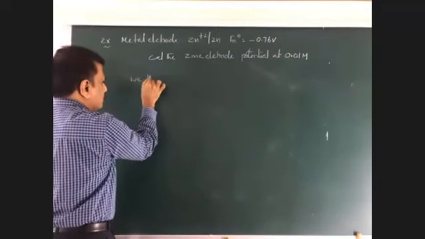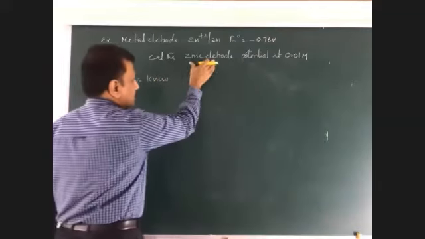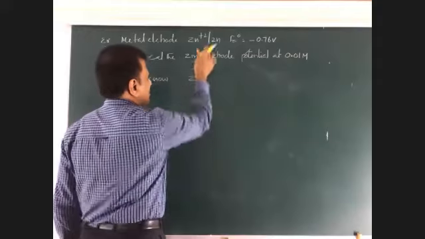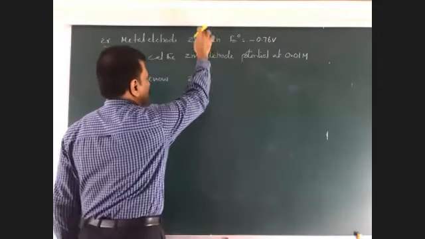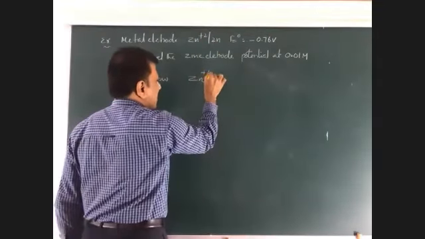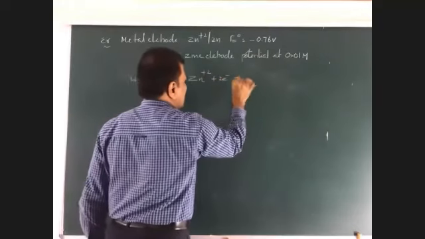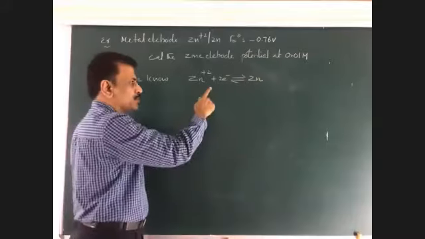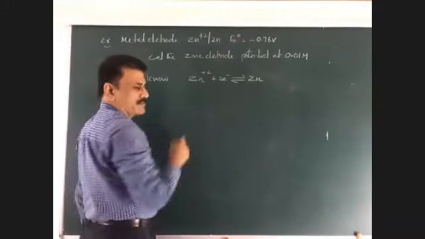We know the potentials means reduction potential. So we have to write this equation based on this. Reduction means plus 2 to 0. So zinc plus 2 plus 2 electrons in a reversible way gives zinc. This equation should be written from this information.